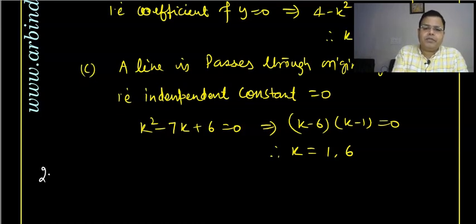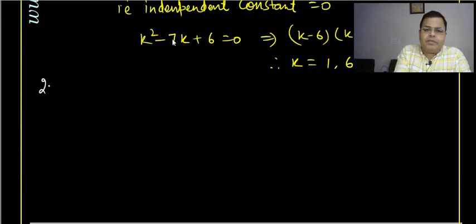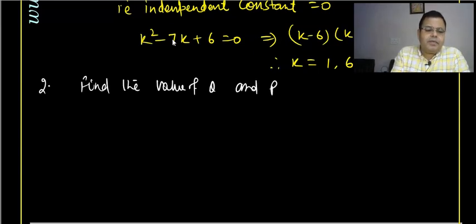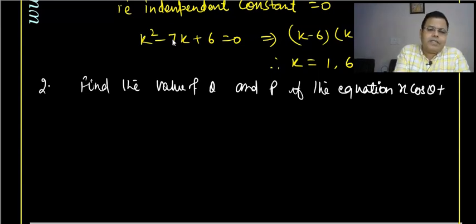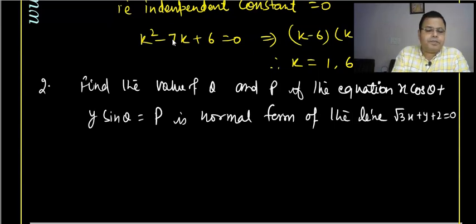Now let us solve question number second. What is the question? Find the value of theta and p if the equation x cos theta plus y sin theta is equal to p is the normal form of the line root 3 x plus y plus 2 is equal to 0, right?